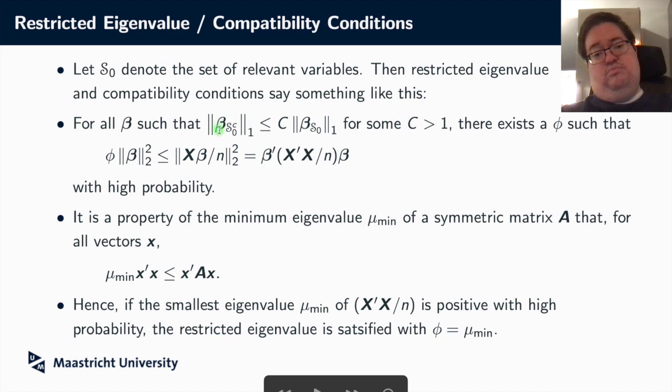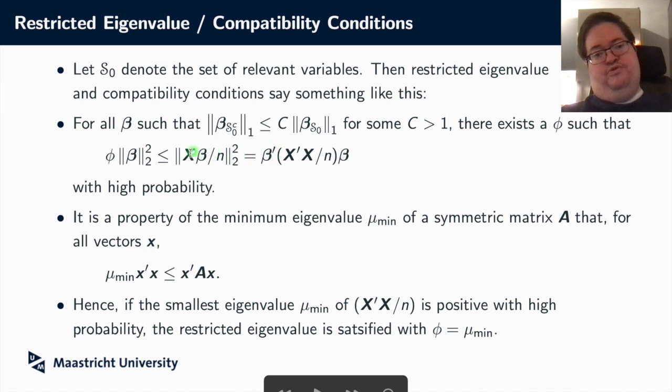And for those betas which satisfy that restriction, what we then want to have is the following condition. So take the L2 norm of beta squared, multiply it by some number phi larger than 0, then we want this quantity to be smaller than the squared L2 norm of x times beta over n.